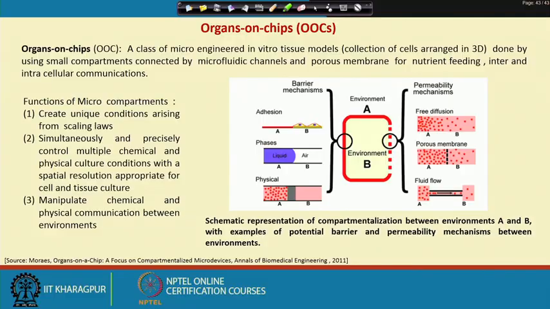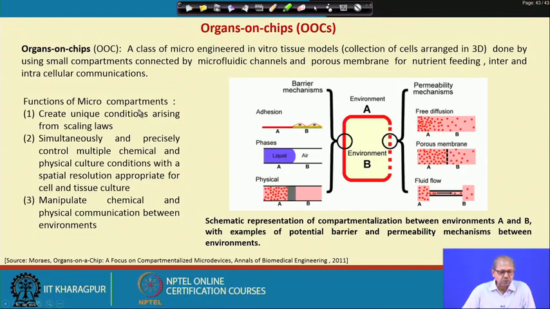So, that is why micro compartments are described in that way: they create unique conditions arising from scaling laws, simultaneously and precisely control multiple chemical and physical culture conditions with a spatial resolution appropriate for cell and tissue culture, and manipulate the chemical and physical communication between environments. What do I mean by the environments? These are the micro environments inside organs or tissues.